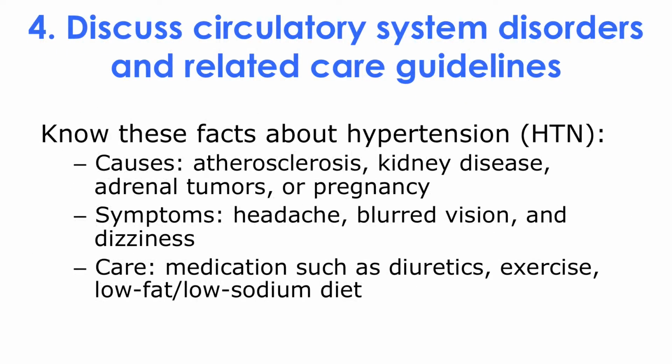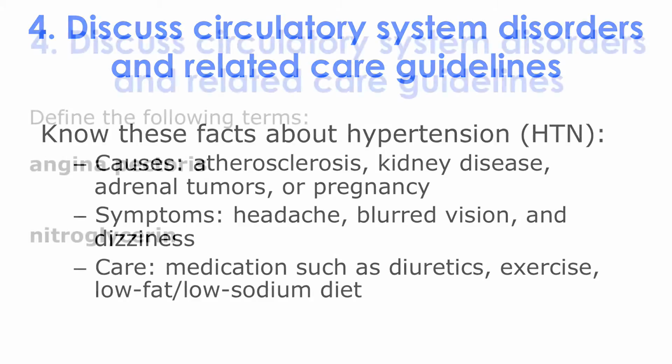So let's know some facts about hypertension. What causes it? Well, atherosclerosis causes it. Adrenal tumors can cause it. Pregnancy can cause it. Kidney disease can cause it. Diabetes can cause it. Some of the symptoms that happen when you have high blood pressure are headache, blurred vision, and dizziness. Those are some of the primary ones. Once again, headaches, blurred vision, and dizziness. When we're caring for them, diuretics, exercise, and a low-fat, low-sodium diet are also important.